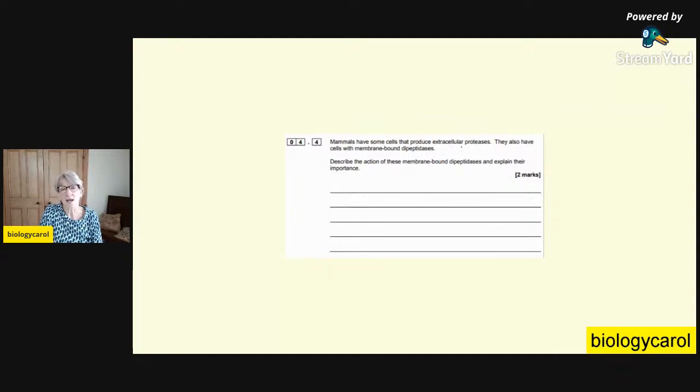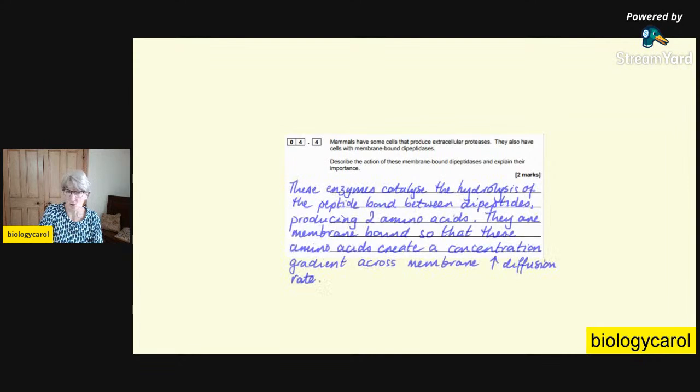Mammals have cells that produce extracellular proteases. Yep. They also have cells with membrane-bound dipeptidases. Describe the action of these dipeptidases and explain their importance. Well, the first bit is easy. The action is that they break the single peptide bond to produce two amino acids, because dipeptides break down to two amino acids. And then I had to explain the advantage of them being membrane bound. And that was harder. I found that much harder to think of.